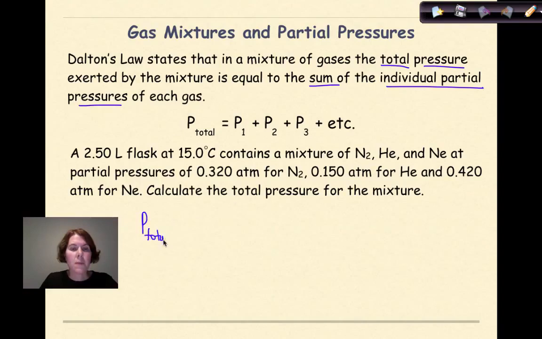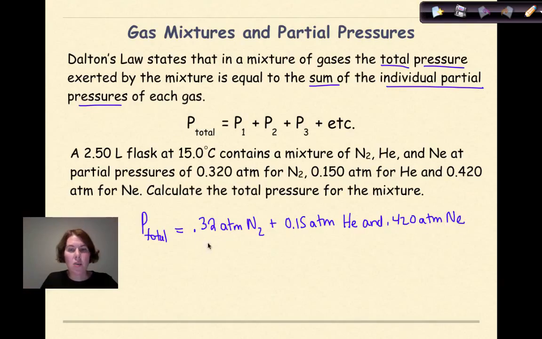P total is going to equal 0.32 atmospheres of nitrogen and 0.15 atmospheres for helium and 0.420 atmospheres for neon. If we add these three pressures up, we will get the total pressure, which is 0.89 atmospheres. So that's our total pressure. Dalton's law literally is as easy as adding up the pressures that are given in a word example.